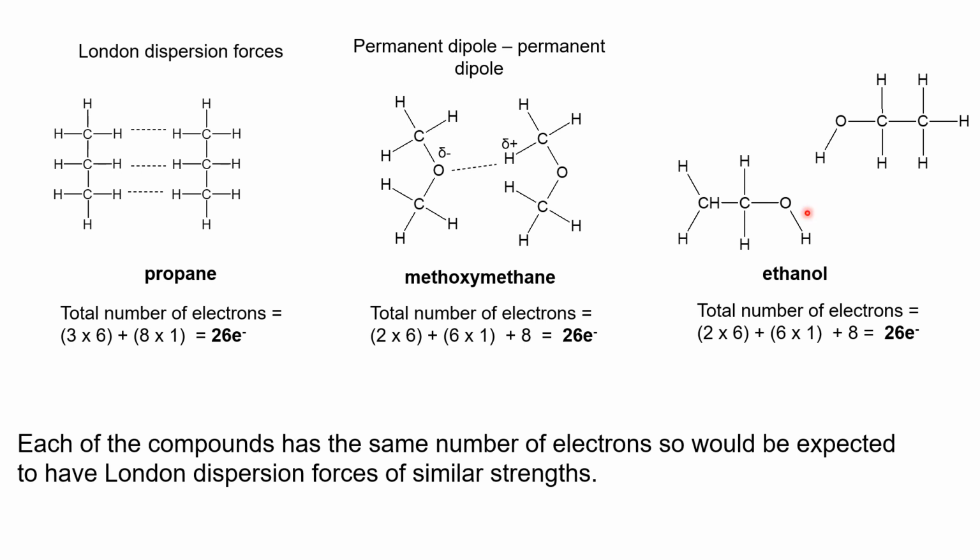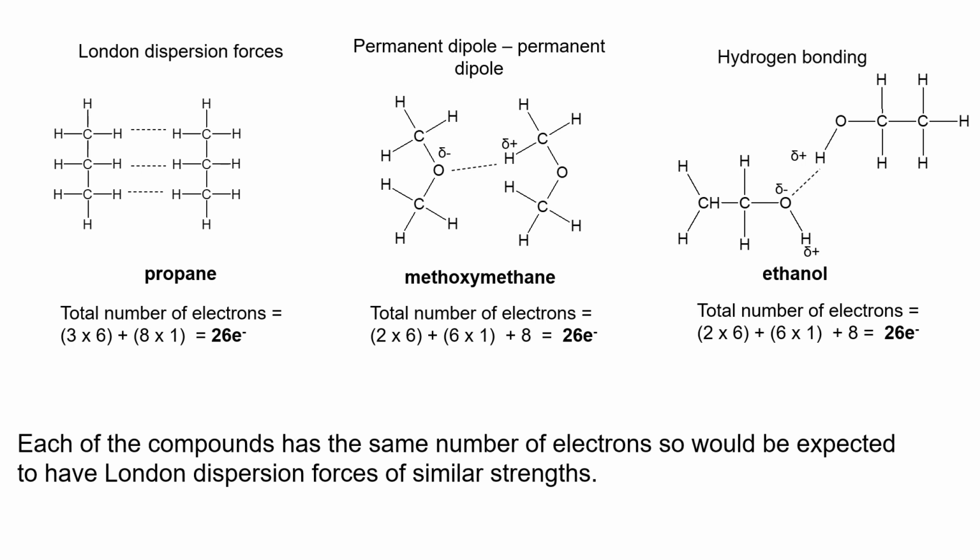Finally, looking at ethanol, what should jump out are these hydroxyl groups at the ends. These very polar OH bonds allow the two ethanol molecules to have the intermolecular force we know as hydrogen bonding between them, which is the strongest intermolecular force.